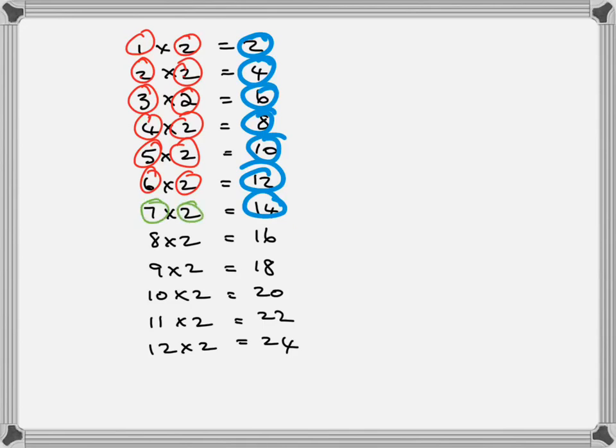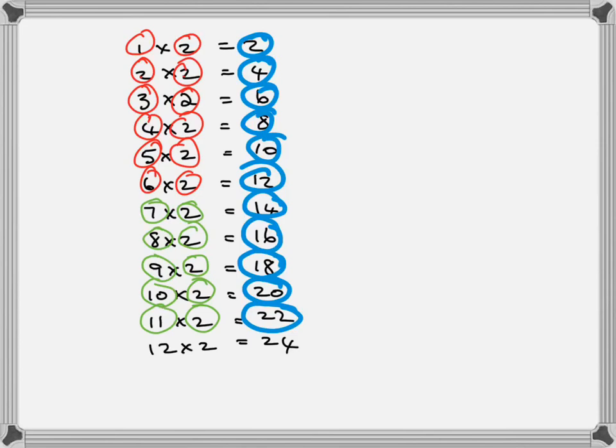And if I were to say to you, what are the factors of 16 on the 2 times table? You would say 2 times 8. And if I were to say to you, what are the factors of 18? You would say 2 times 9 and so on. 20 would be 2 times 10. This is our 2 times table. 22 would be 2 times 11. 24 would be 2 times 12.